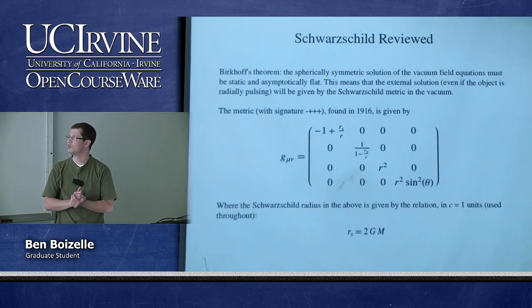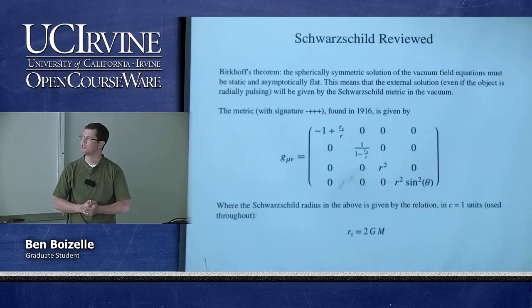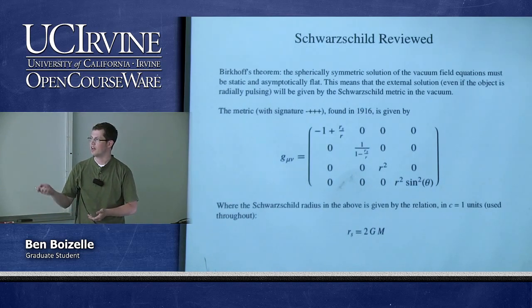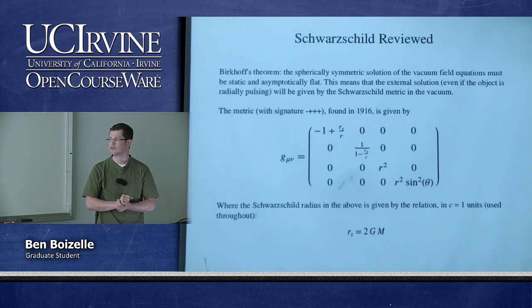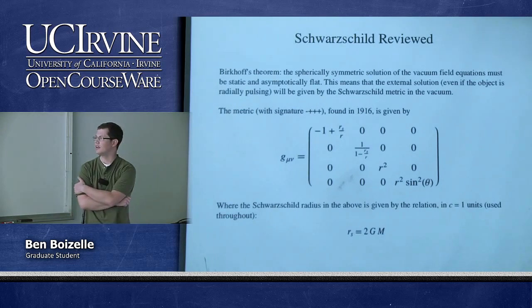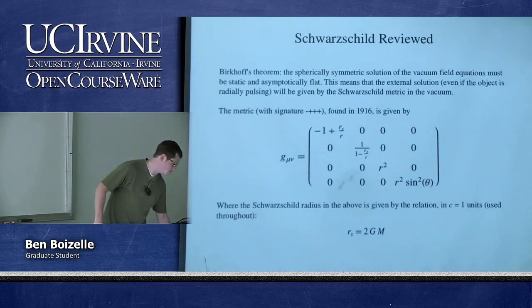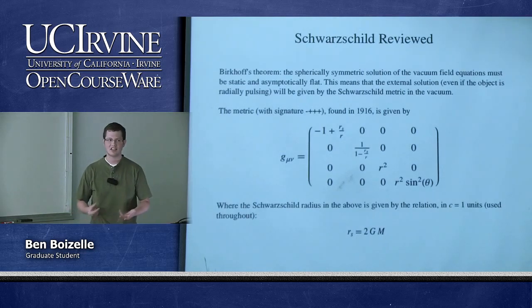Schwarzschild solution, just a quick review. I'm using the minus plus plus plus signature. It has a g mu nu that is given, as we've seen in class, with the usual diagonal g_tt, g_rr, g theta theta, and g phi phi components. And the Schwarzschild radius, of course, is given as 2GM, for M being the mass of the black hole. I'm using c equals 1 units throughout. This was found in 1916, which was very early on, and it's really quite remarkable how simple it is in comparison to the next analytical model which was found, the Kerr solution.